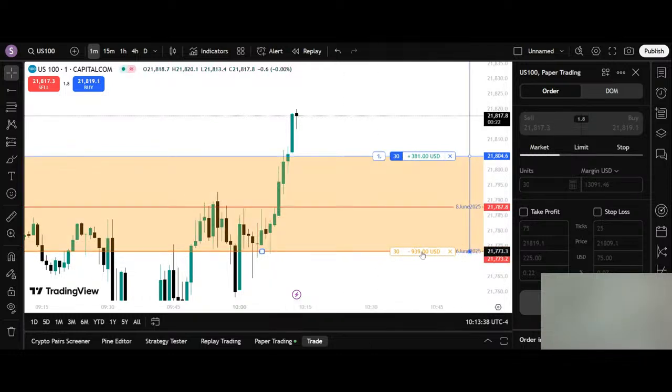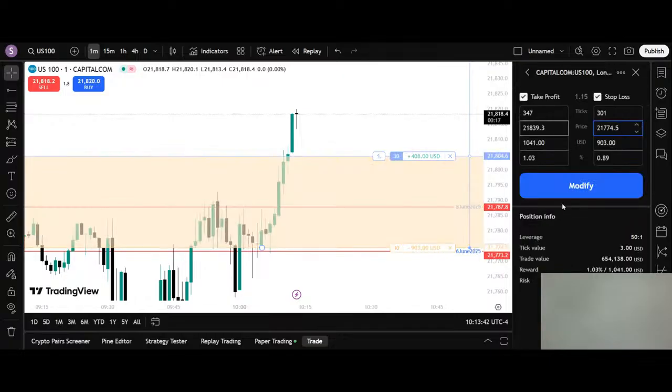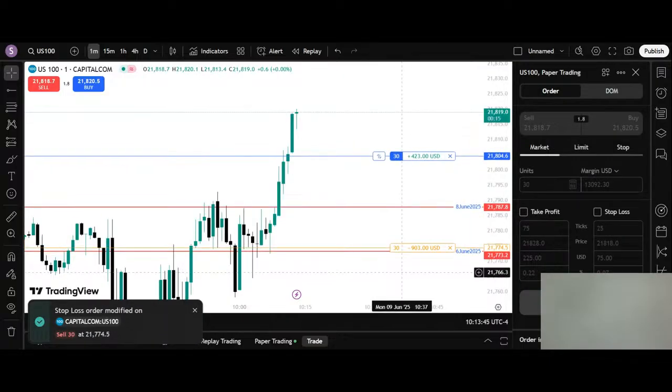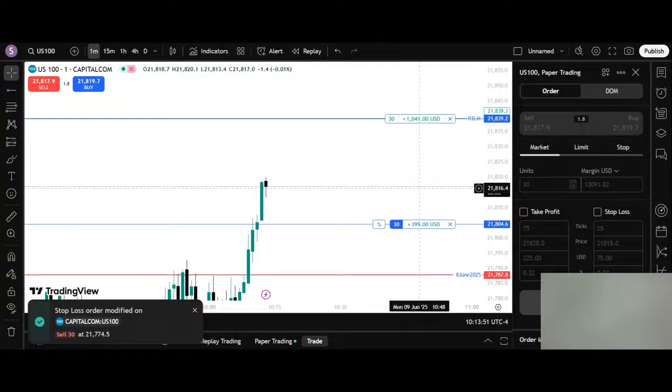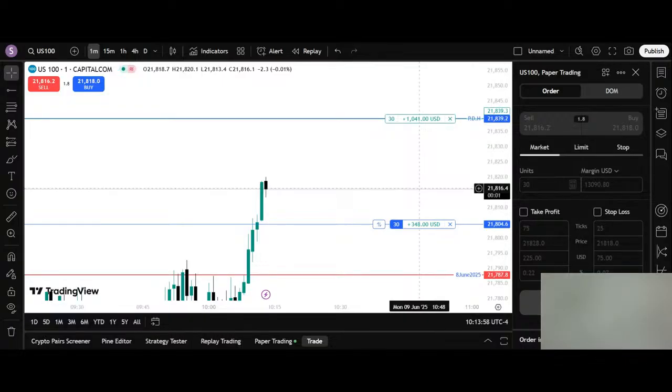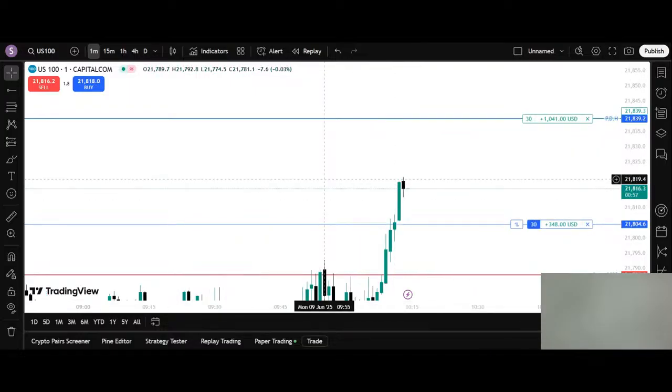Yeah, that's good. Already above $400. Now we just gotta wait and see. Let's get this out of the way. Now is a test of our patience.